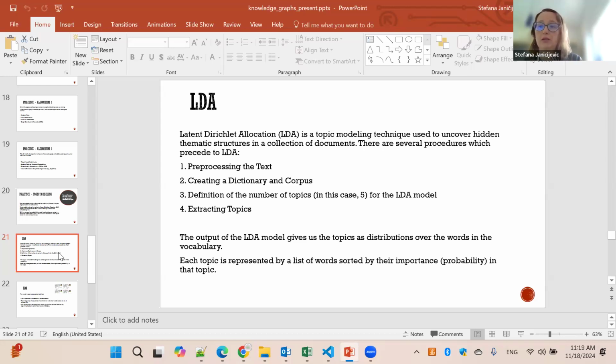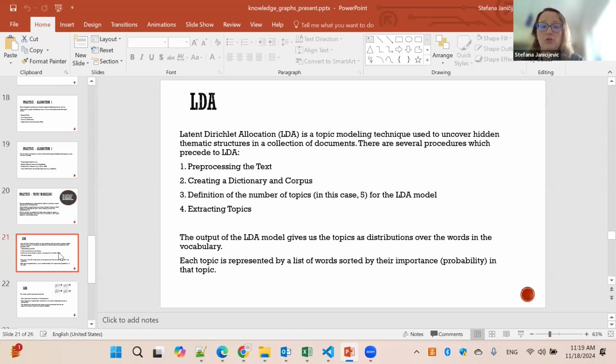Group 2, creating a dictionary that maps each unique word to a unique integer ID. This step is essential for transforming the text data into a numerical format that the LDA algorithm can process. We are generating a corpus, which is a list of bag of words representations for each document, where each document is represented as a vector of word counts.